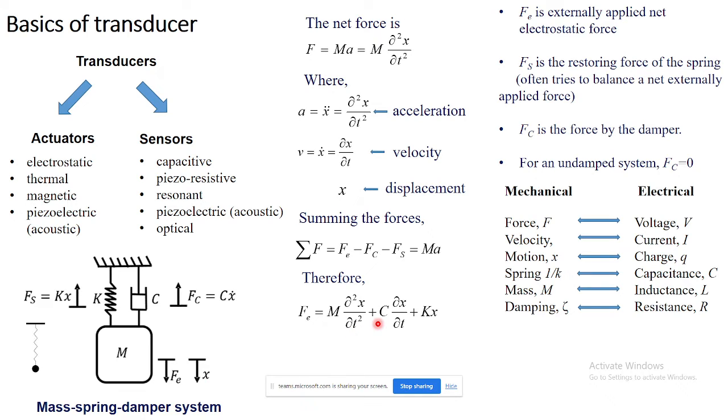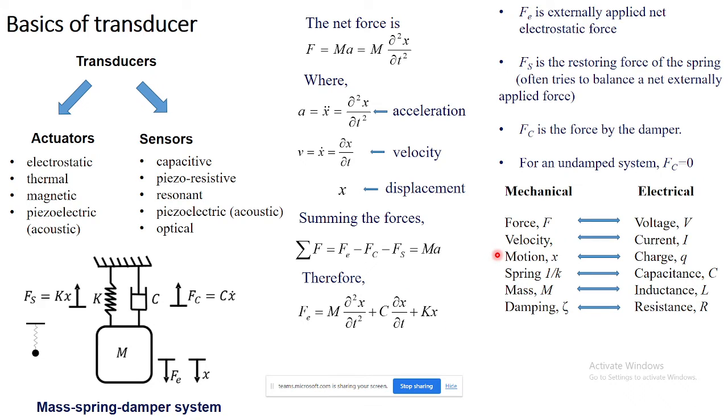Then we have the second force, which is due to this damper, which is called Fc and is given by velocity times the damping coefficient. And the third force here is K times X, which is the force offered by the spring. So whenever the mass, due to external force, comes down, the spring will try to pull it up. This is called the restoring force.